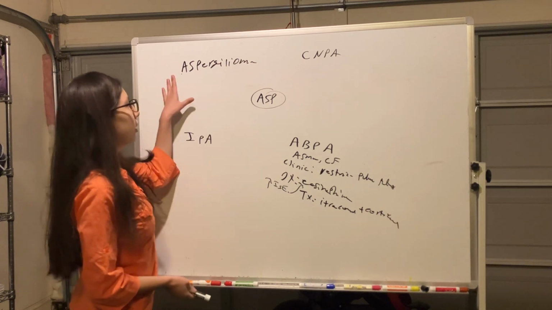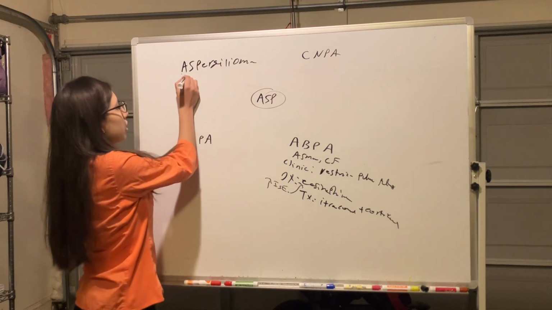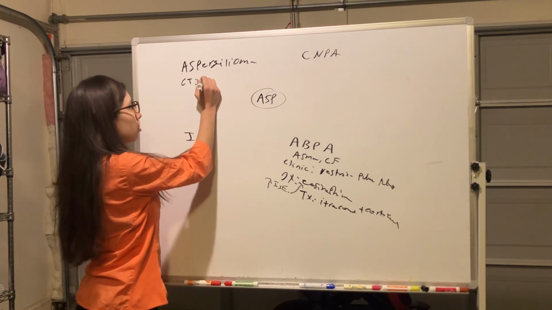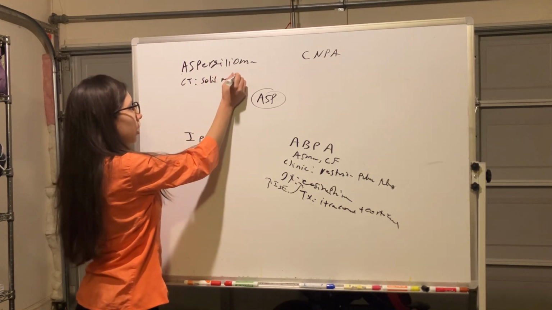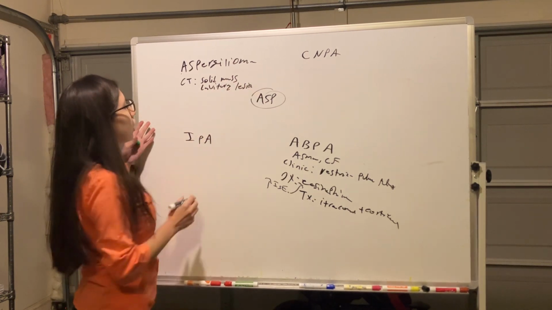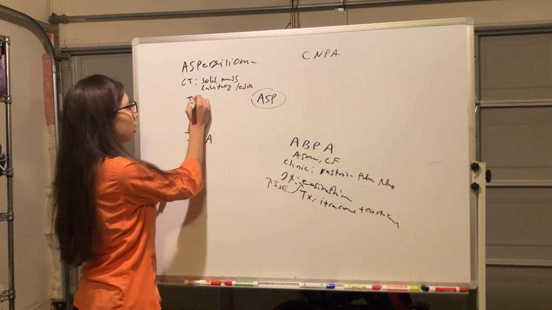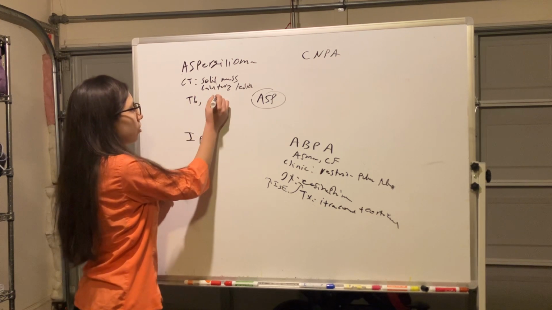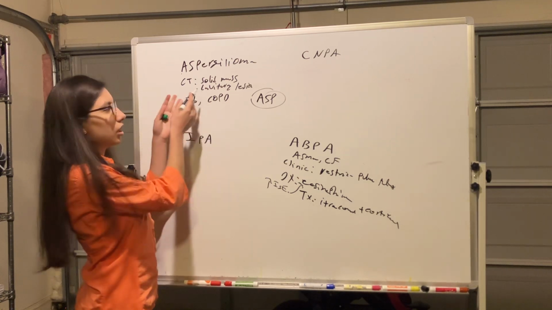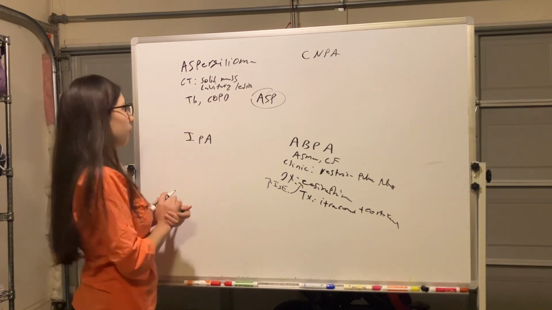For Aspergilloma, this is an incidental finding most of the time that is seen on a CT scan of the chest, showing a solid mass in a cavitary lesion. This is seen in patients with pre-existent lung disease like TB or COPD. So the TB causes the cavitary lesions, and then the Aspergillus produces solid mass.